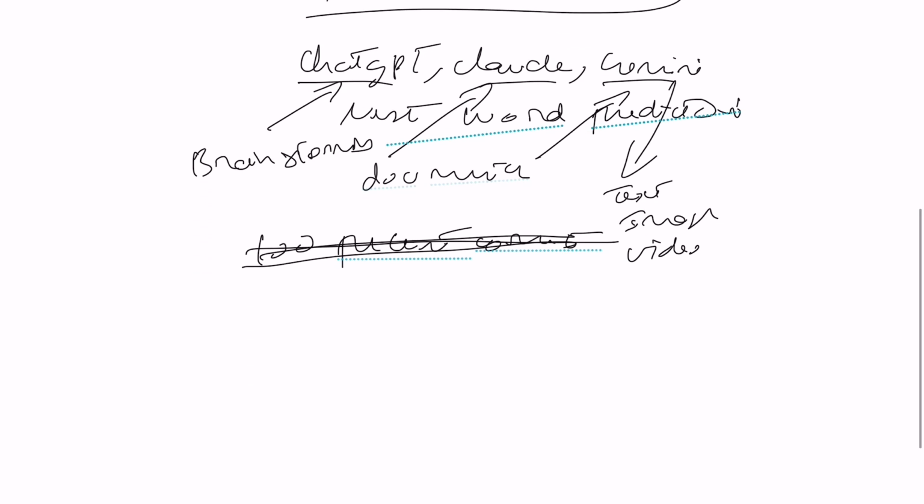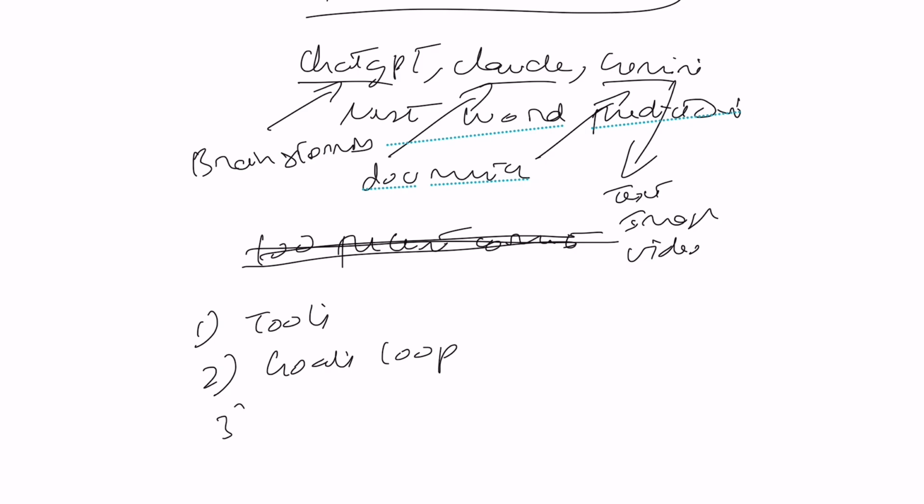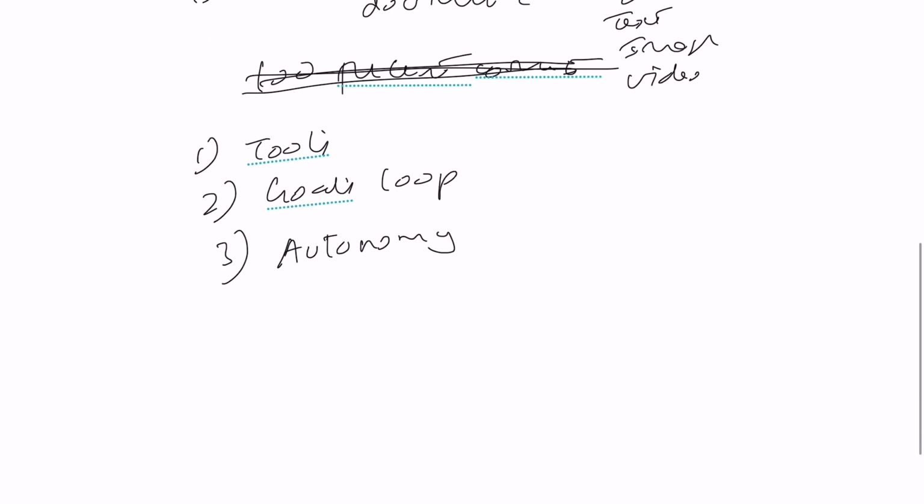So what actually turns a chatbot into an agent? Three things. One is tools, second is goals and loop, third is autonomy. Okay, so we'll look at these, tools and autonomy. For example, if you go back to the flight example, no, we'll not go back to the flight example. So first we will look at a simple case.